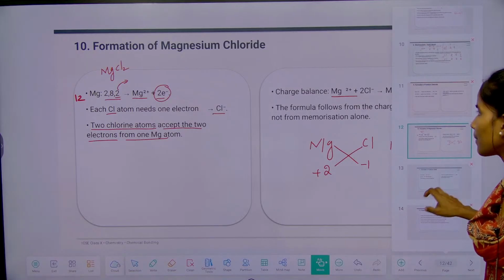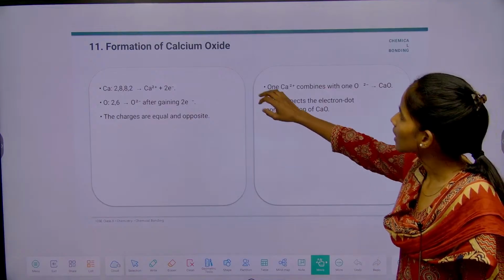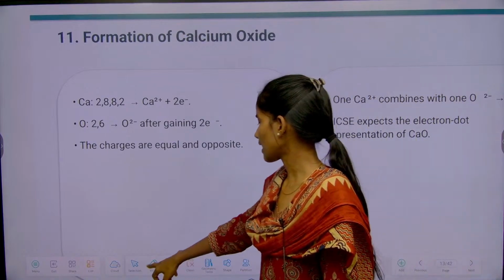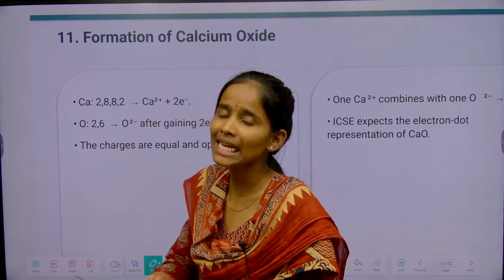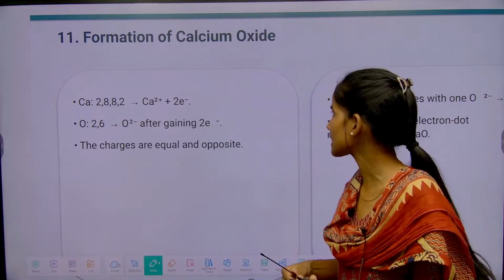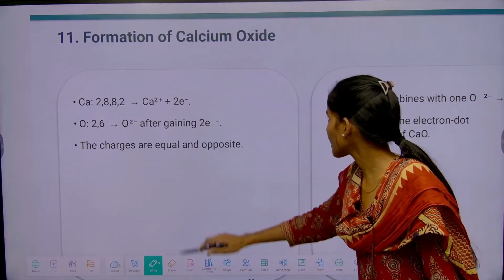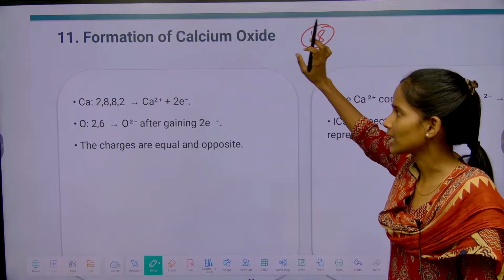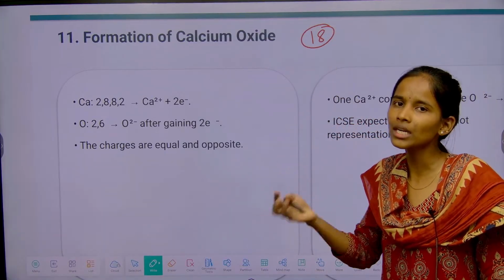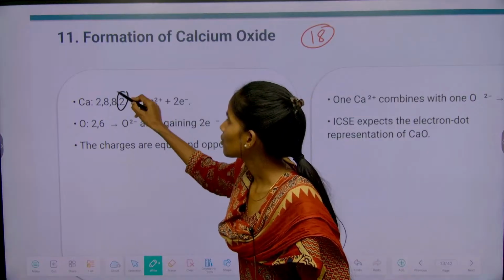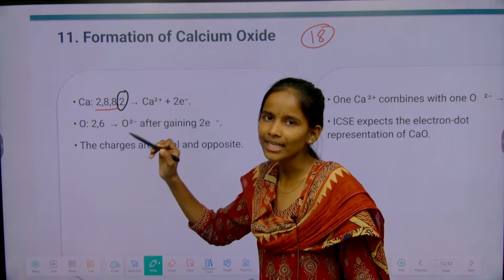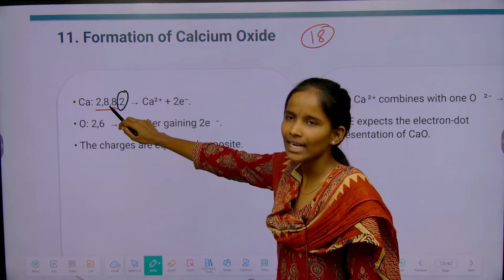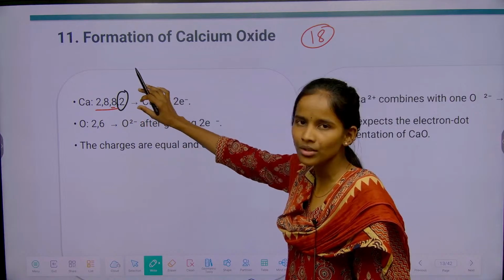We will see one more example of an ionic compound, calcium oxide. What is the atomic number of calcium? 20, right? The nearest stable noble gas is argon, whose atomic number is 18. So in order to get the argon electronic configuration, calcium is ready to lose 2 electrons. By losing those 2 electrons, it will get 2, 8, 8 as its electronic configuration. So in the outermost shell it has 8 electrons. It means by losing those 2 extra electrons it will get stability.